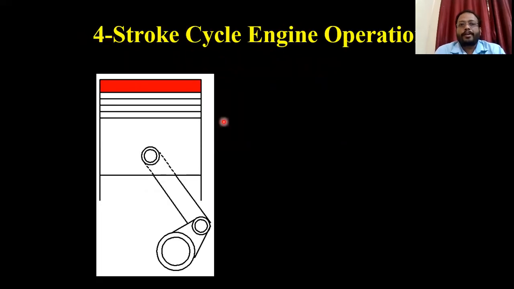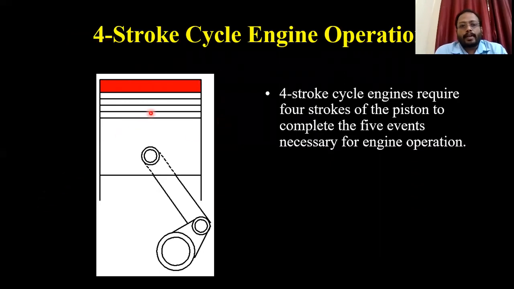Let's go to the four-stroke cycle engine operation. Here the piston and the compression ratio are given. The red one is the compression ratio, and the piston is shown. There is a connecting rod and also the crankshaft movement. Now, what is a four-stroke engine? A four-stroke cycle engine requires 4 strokes of the piston, that is, the piston moves up and fro 4 times, and only then completes the 5 events necessary for engine operation.